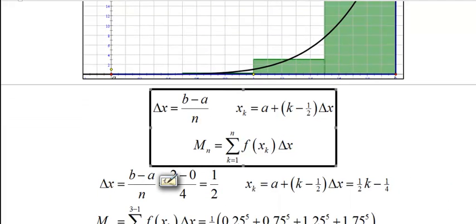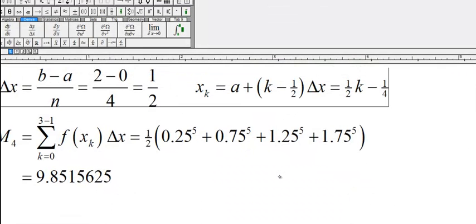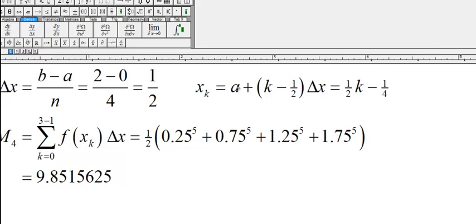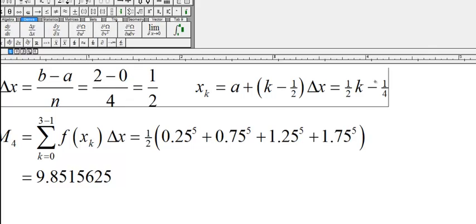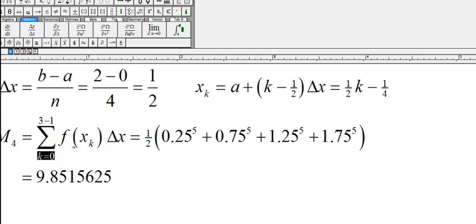So what does that work out to be in this particular case? Well, we're going from 0 to 2. So 2 minus 0 divided by 4 is 1/2 for delta x, and a was 0, so this is just k minus 1/2 times another half, and I distribute the half, so it's 1/2 k minus 1/4. That should go from 1 to 4.